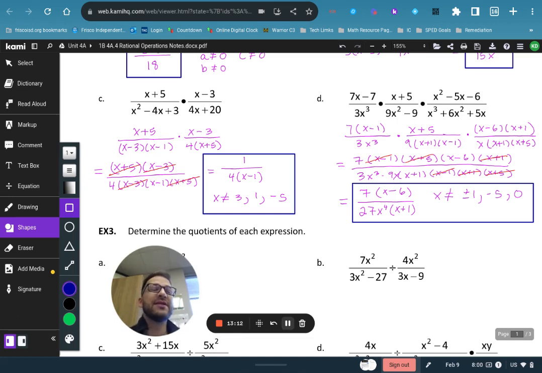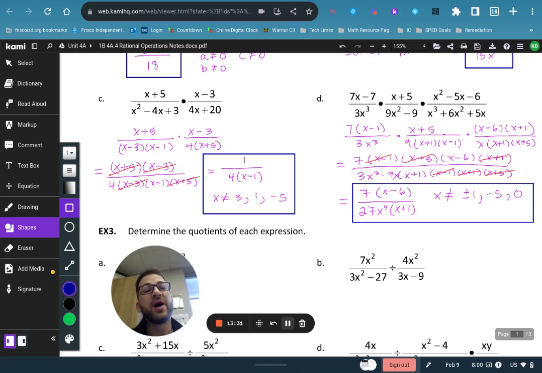Moving on over to D. D is kind of messy, but you just got to take it piece by piece. So we can split that into 7 times x minus 1 over 3x cubed times x plus 5 over, factoring out a 9, we'd get 9 times x squared minus 1, and that x squared minus 1 can become x plus 1 times x minus 1.